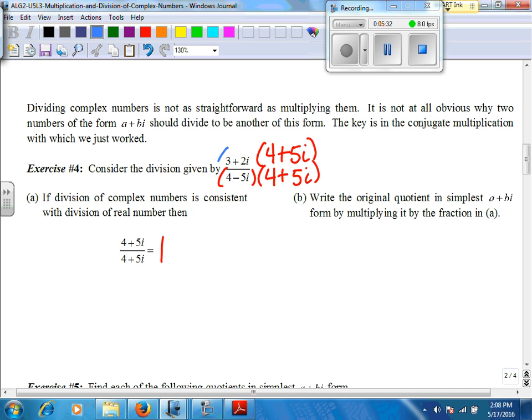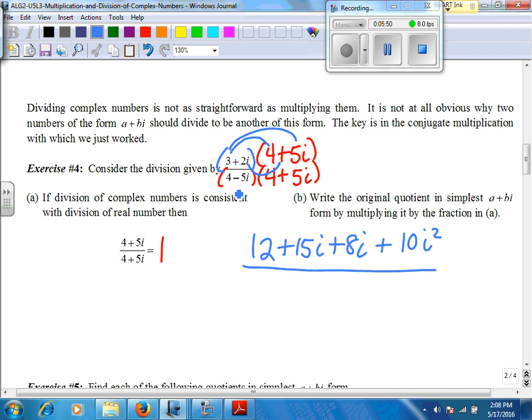And just like we did with radicals, we're going to have to distribute. We're going to get 12 plus 15i plus 8i plus 10i squared. And I don't like the way this i is looking. Kind of looked really weird.